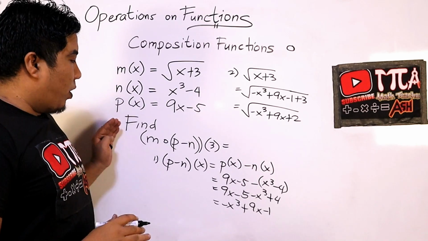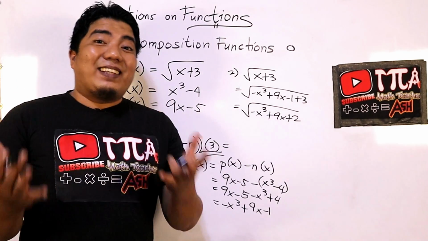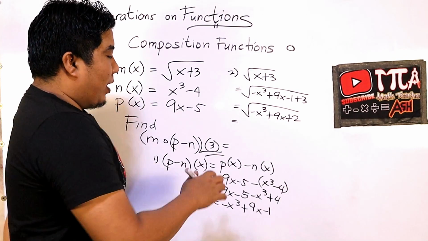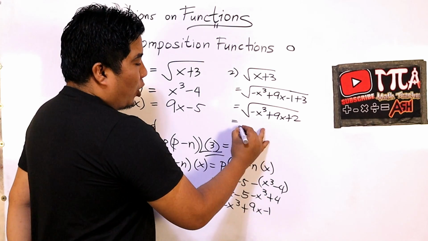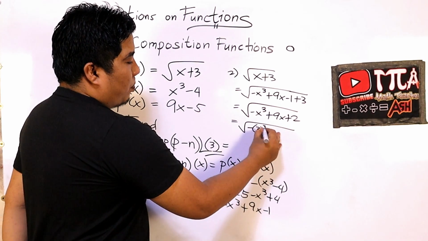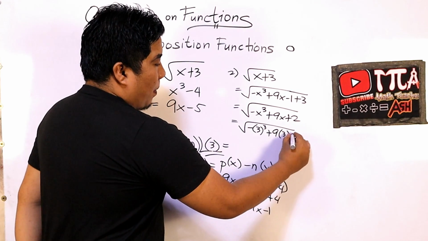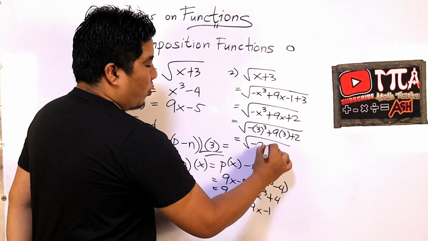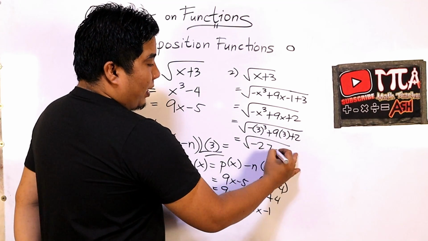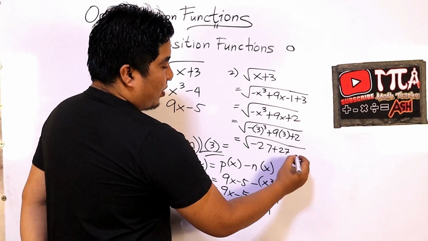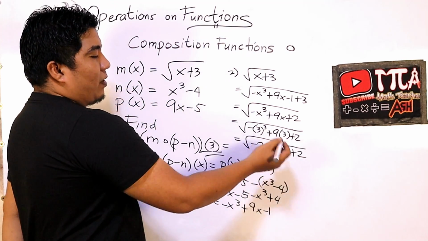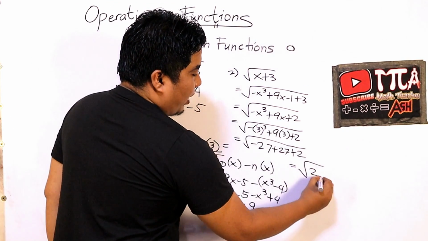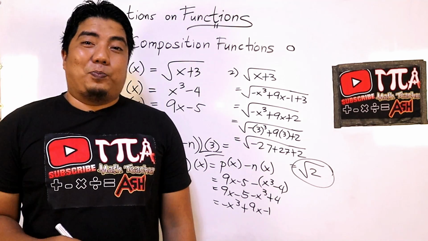of x. However, for our problem, we are trying to solve for 3, right? So evaluating this expression, we will substitute our x by 3. So we have negative 3 cubed plus 9 times 3 plus 2. So 3 cubed is 27, so that will become negative 27. 9 times 3, that is again 27, plus 2. So negative 27 plus 27, that is 0. 0 plus 2, that is positive 2. So therefore, our answer is 2.